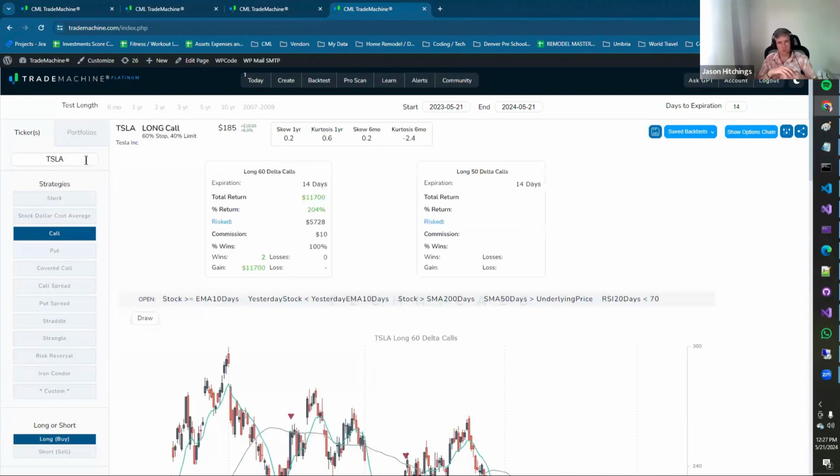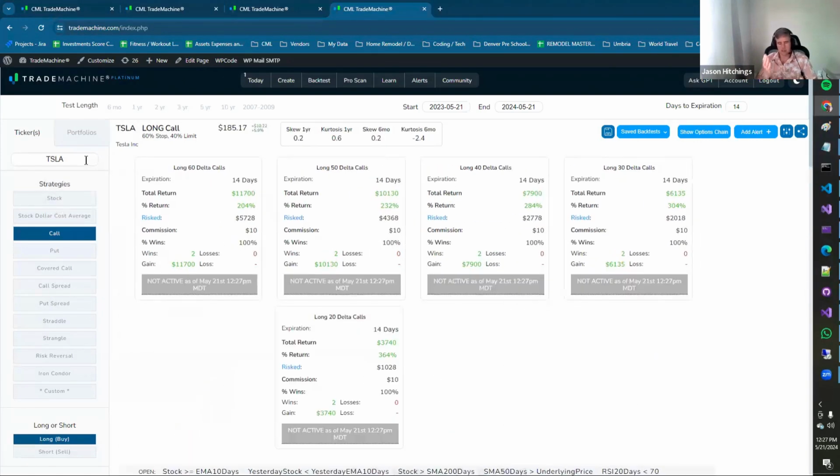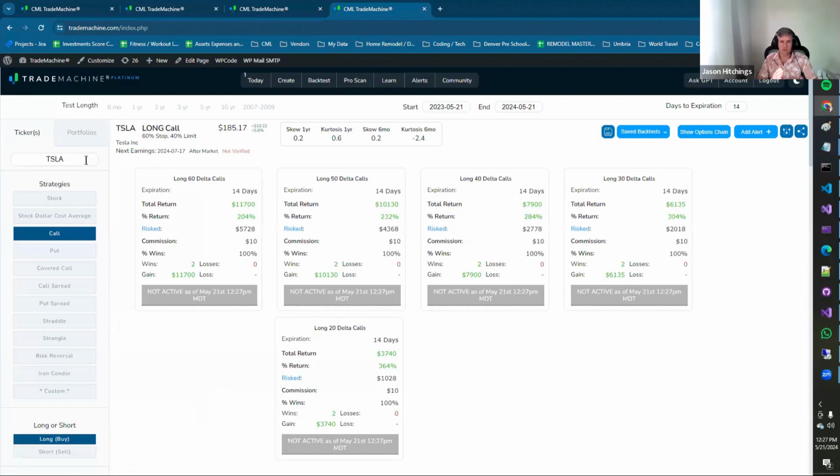We use the delta because it's more precise than saying, I want to buy something $10 in the money or $5 in the money or at the money or $5 out of the money. Because things like that change a lot from stock to stock. If you try to use a certain number of dollars, if you try to use a percent out of the money, well, 1% out of the money means one thing if it's a week out, it means something else if it's a day out. Whereas delta captures all of that.